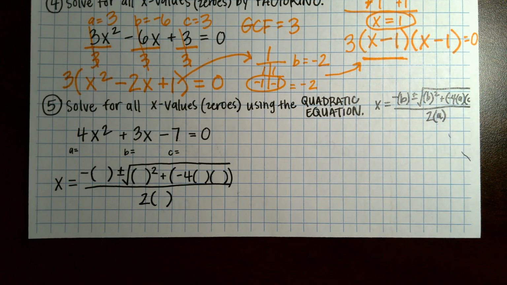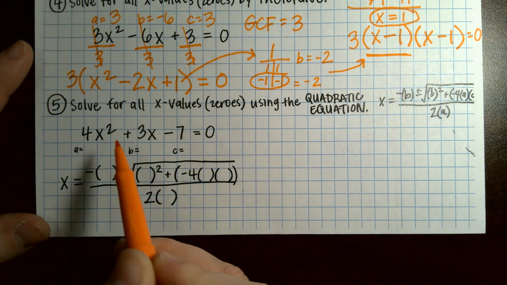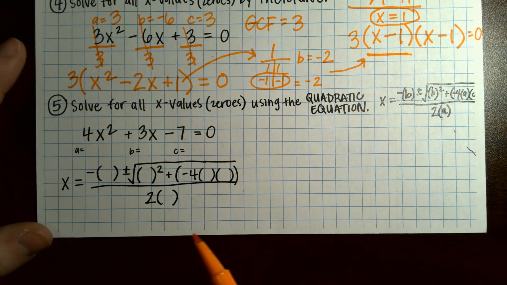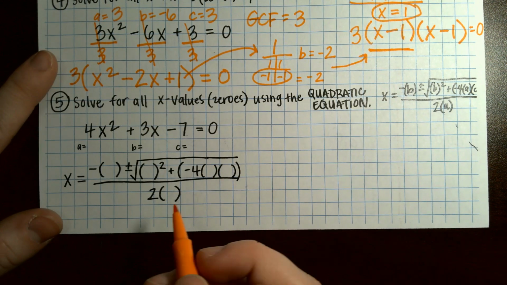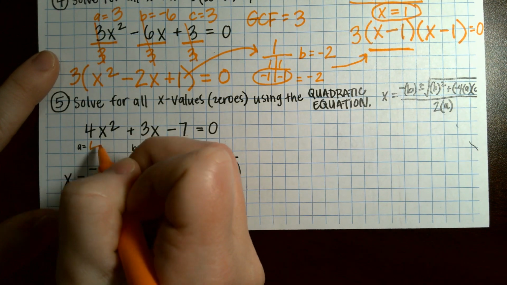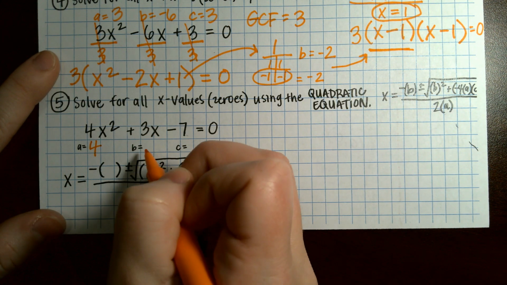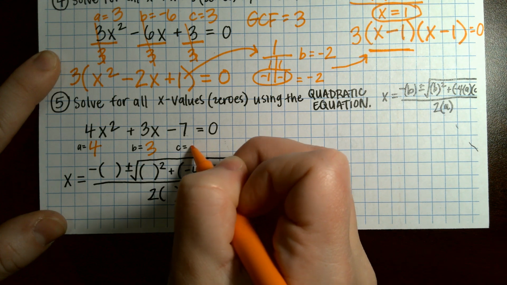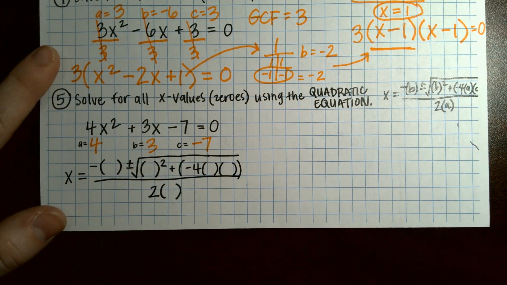Okay. Number 5, we want to use the quadratic formula now. I said equation, not formula. You all knew what I meant. What's the first thing we should do here? Identify A, B, and C. Yes, let's identify your A, B, and C. What's A? 4. What's B? 3. C? -7. Okay.